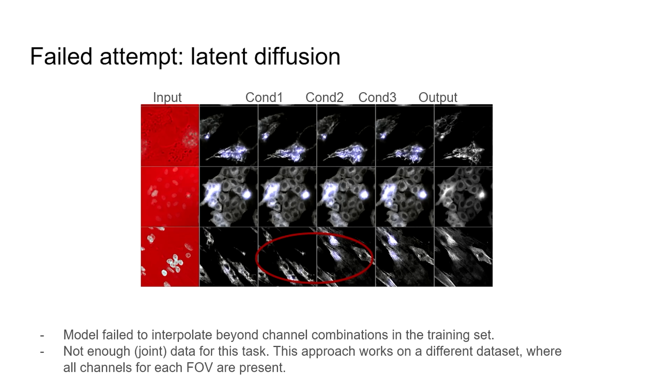And actually, as a preface, it is not performing that well. The model failed to interpolate beyond the channel combinations that are provided in the training set. So we lack enough data for this task in this challenge. However, this approach actually worked on another data set with complete joint distribution. And please feel free to ask me about it later if you're interested.